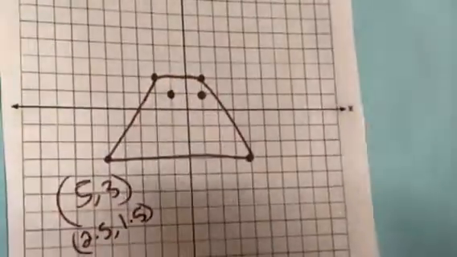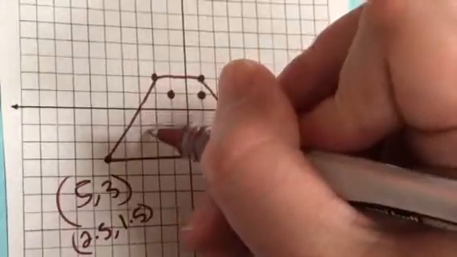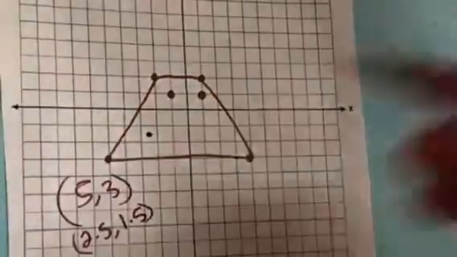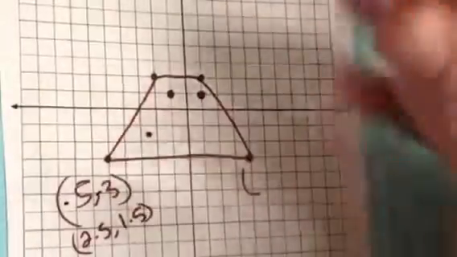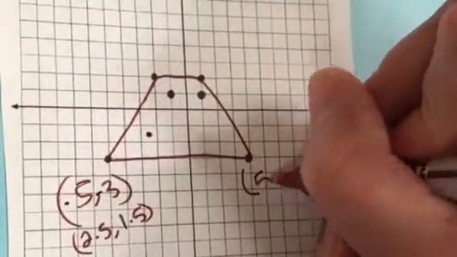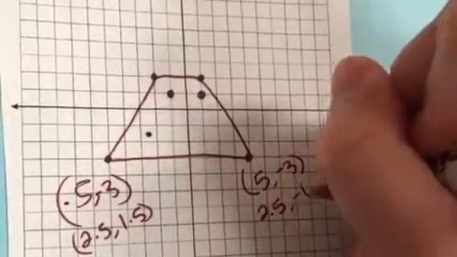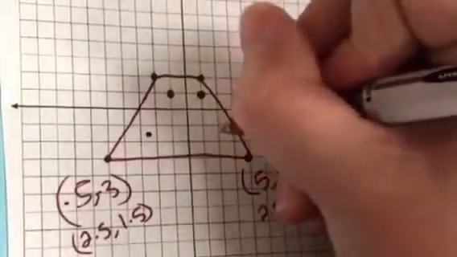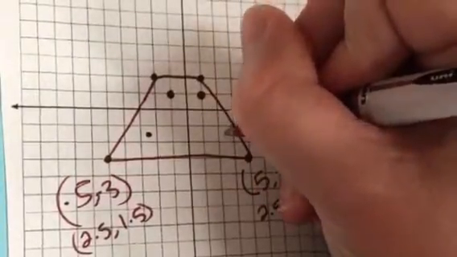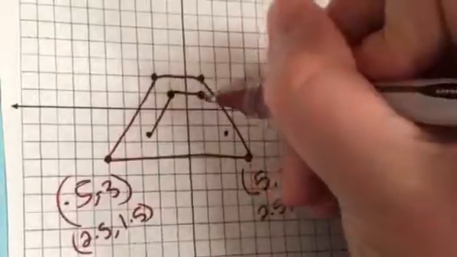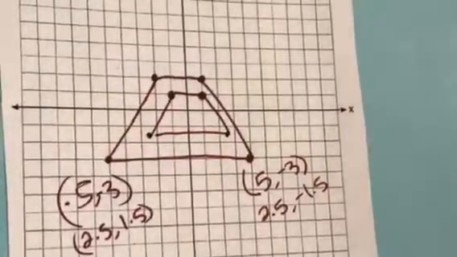Those halves again, tricky. So 2.5, 1.5. And then this one was the same thing, except this one was negative and negative, and this one is 5, negative 3, which turns into 2.5, negative 1.5, right there. It becomes a little baby one. Is it about half the size? Yep. It better be, because we dilated it by a half.